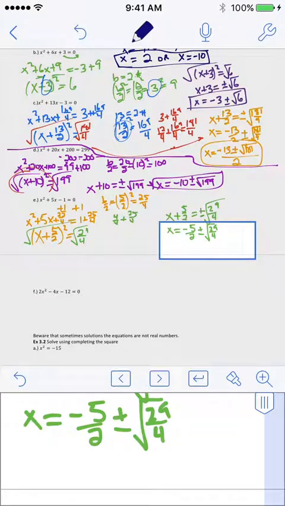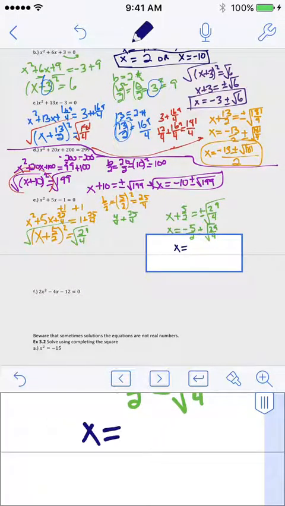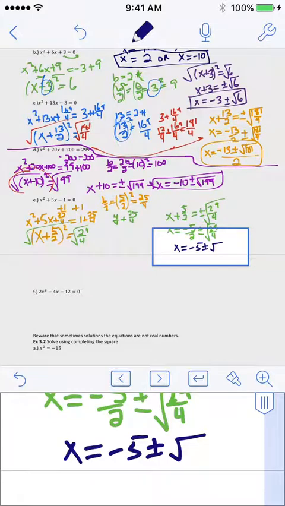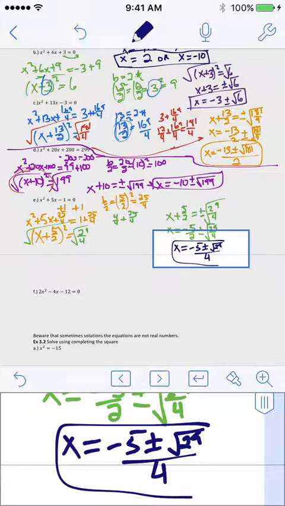I notice the square root of 4 will become 2. So this is x equals -5 plus or minus square root of 29 over 2. Since square root of 29 is a prime, right? I can call it a day, and that's my answer.